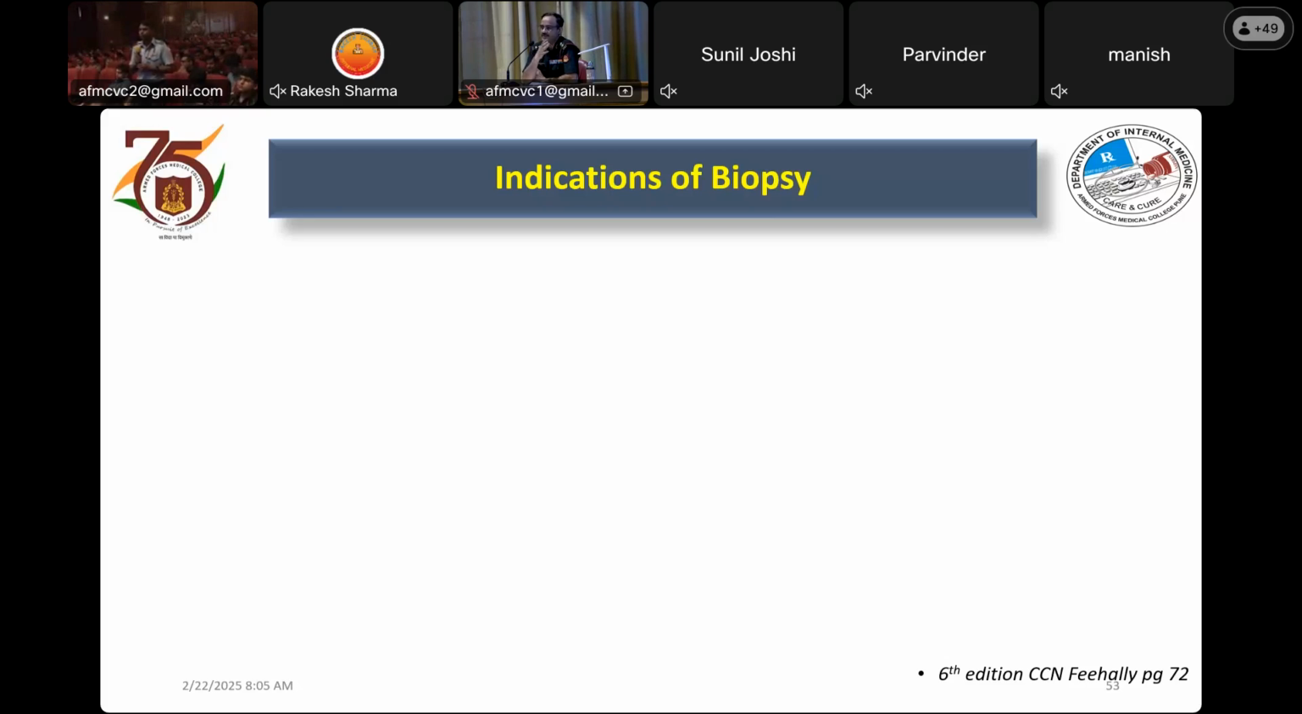So these are the syndromes: nephrotic, nephritic, AKI more than 21 days, CKD unexplained. At least 4 syndromes you should mention. What are the indications and contraindications?